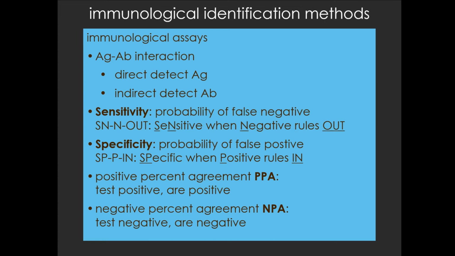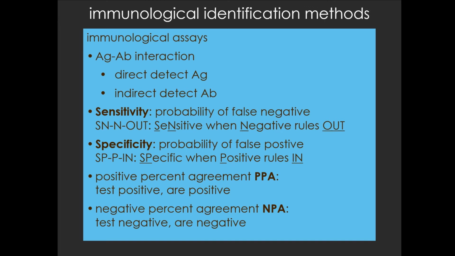Specific tests describe the probability of a false positive. So the more specific a test is, the more you can trust the positive results. Very specific tests, when positive, rule in a disease. So whereas a 100% sensitive test will tell you that the no actually means no, a 100% specific test will tell you that a positive result is 100% positive.